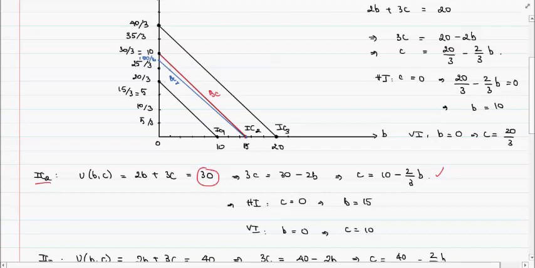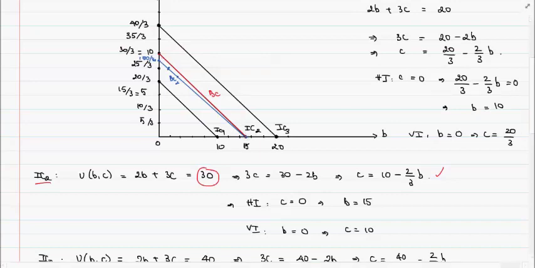Okay, so as you can see now, what point on the blue line should we pick? Should we pick this point, this point, this point, or any other points on the blue line? Now corresponding to each of these points is going to be a level of utility, and as you can see, this point over here on the horizontal axis is going to correspond to the highest indifference curve.